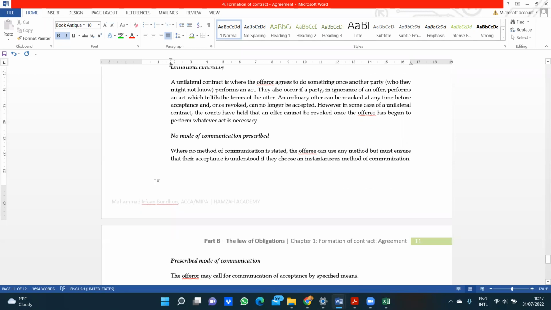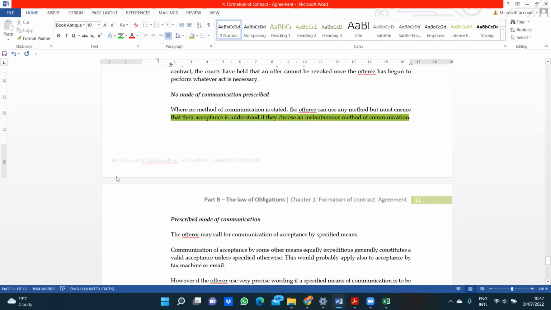No prescribed mode of communication. Where there is no prescribed mode of communication, the offeree can use a method which is effective but needs to ensure that this is communicated to the offerer. Where no method of communication is stated, the offeree can use any method but must ensure that the acceptance is understood if they choose an instantaneous method of communication.